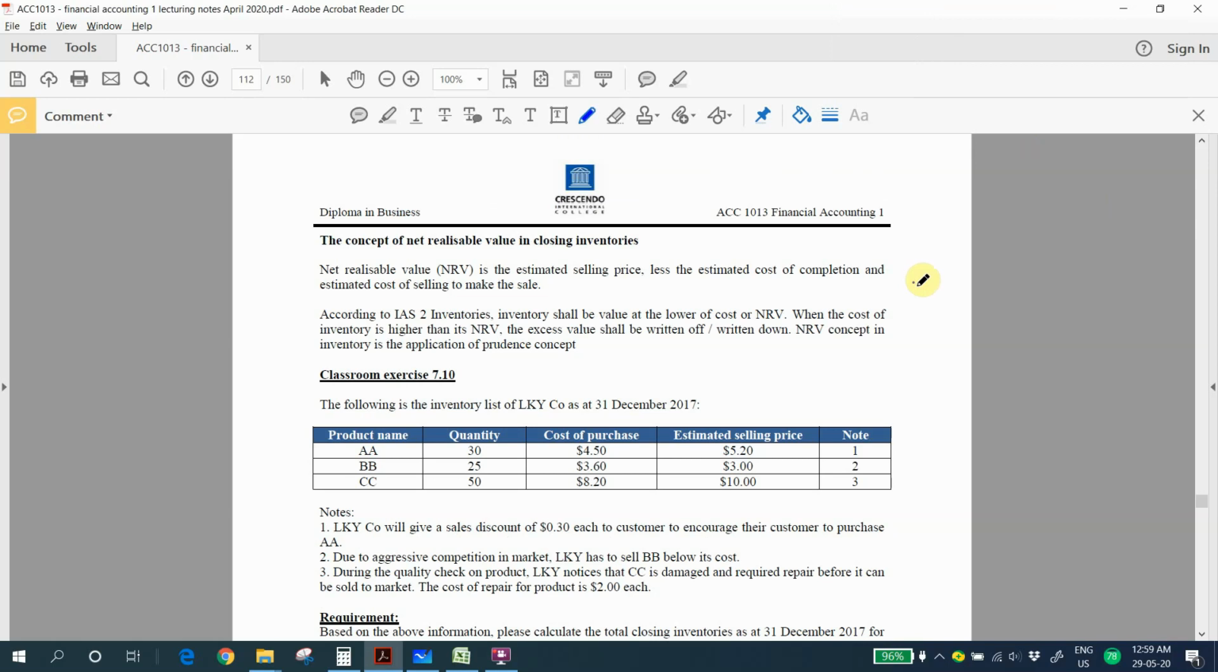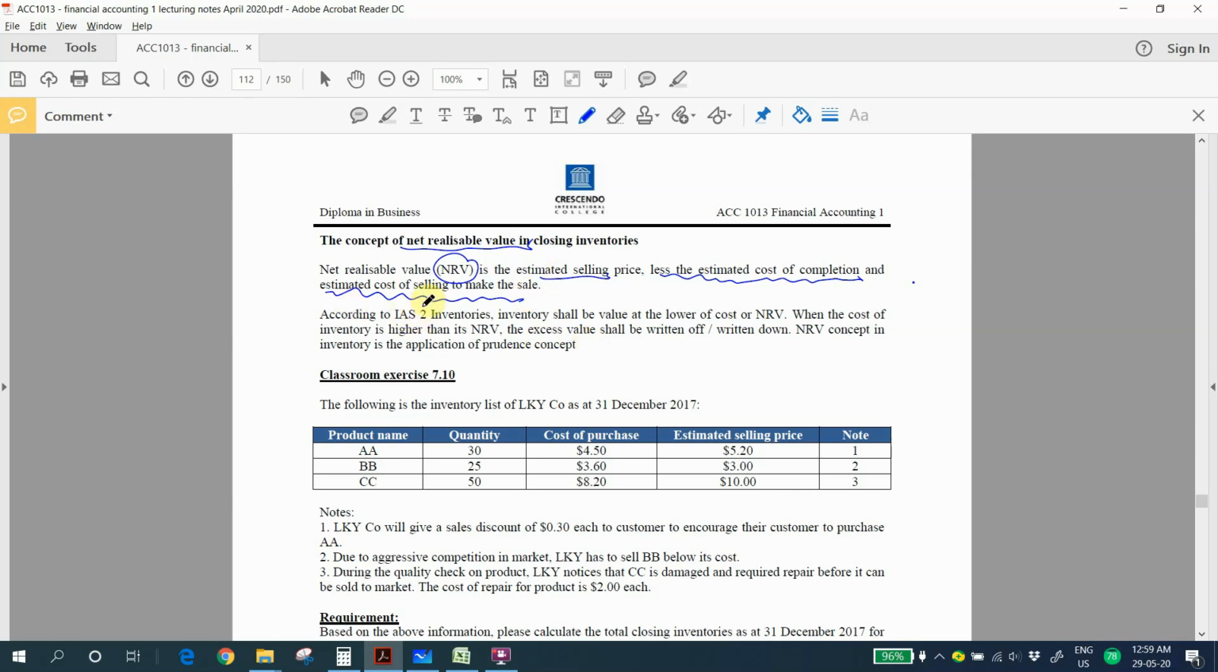So in this video, we are going to learn a concept. This concept is called net realizable value in your closing inventory. Net realizable value, the short form is NRV, is the estimated selling price less the cost of completion and the estimated cost of selling to make the sales.